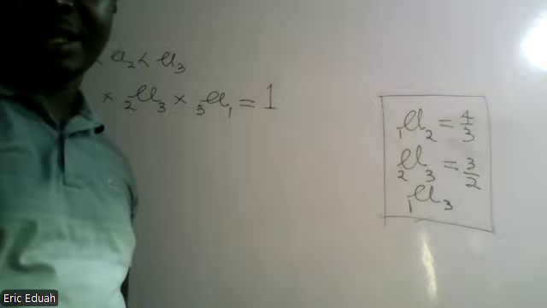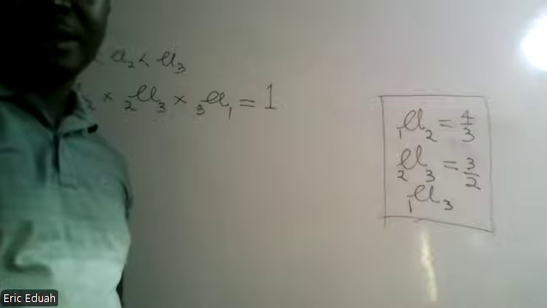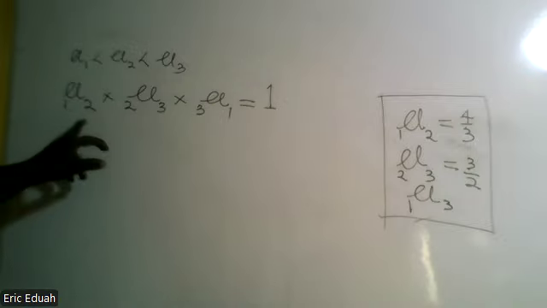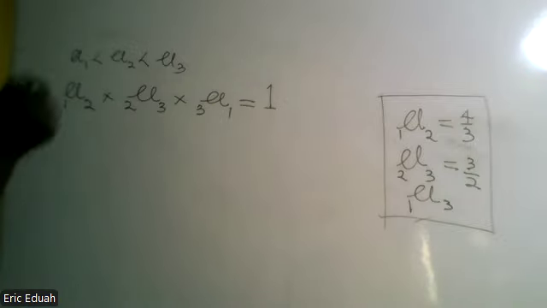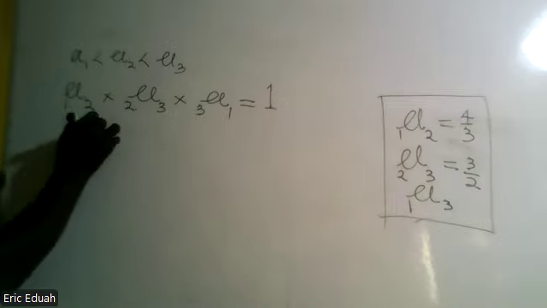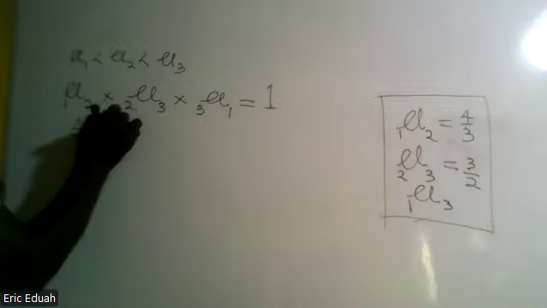So if we have this, then this is what must happen. We have from 1 to 2, yes, 4 on 3. Do we have from 2 to 3? Yes, 3 on 2.